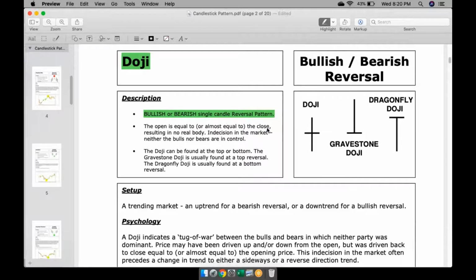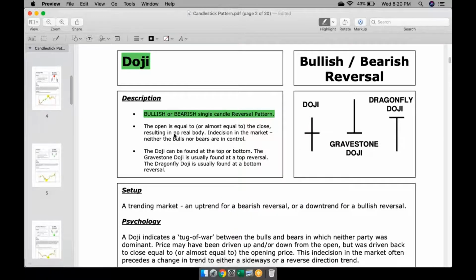Bullish or bearish single candle reversal pattern. What is a single candle reversal pattern? With this one single candle itself, we are able to identify that some reversal is going to happen in the market. When you see a doji on the top, that is, the market is going upside from the bottom, we can expect the market is going to reverse down. And when you see a doji on the bottom, we can expect the market is going to reverse upside. It may happen, it may not happen. So that is how it is called a doji.